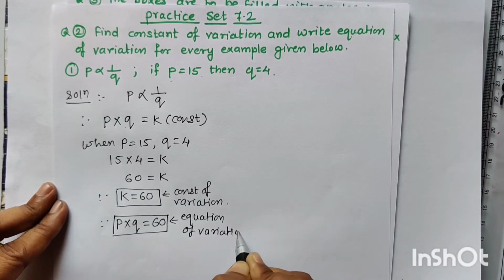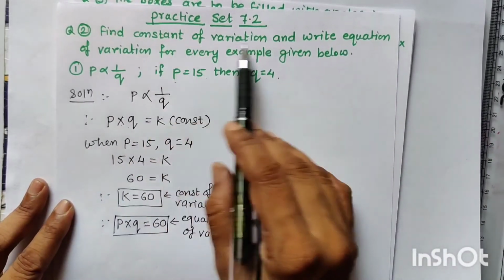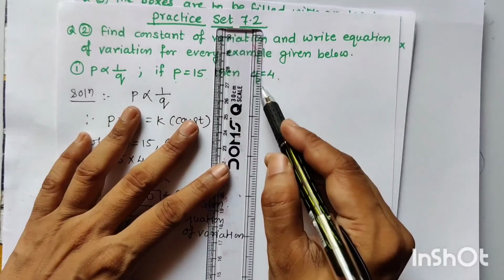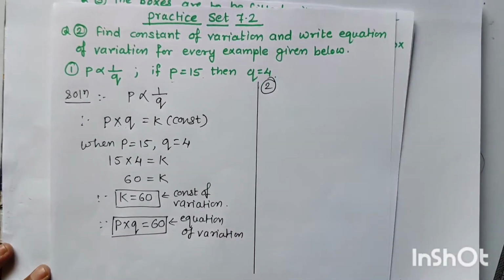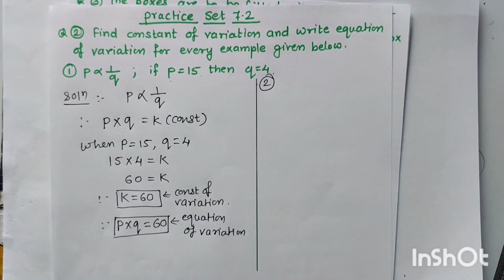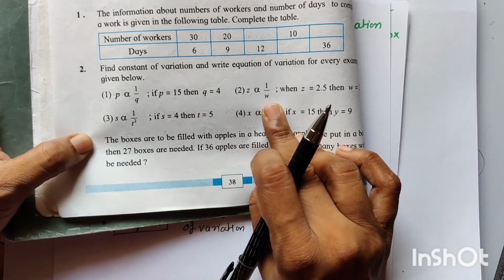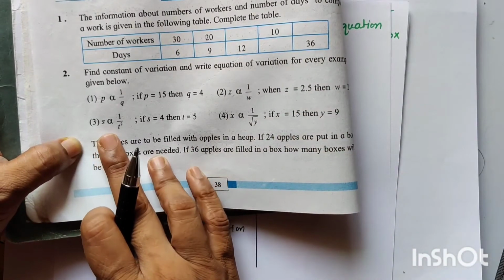So in these sums we have to solve till this only. We have to find the constant of variation and we have to write the equation of variation for every example. So let us see what is the second example from this question. Z inversely varies with W. So this you all can solve. I will be showing you the third example.